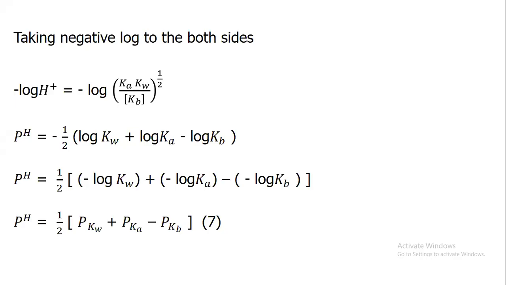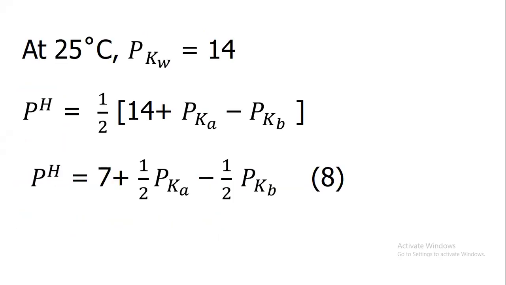Taking log on both sides, minus log [H+] is pH, equal to minus log root over Kw Ka over Kb, and solving we get pH equal to minus half log Kw plus log Ka minus log Kb. Again solving, half of minus log Kw plus minus log Ka minus minus log Kb. So we get pH equal to half pKw plus pKa minus pKb. Equation 7. At 25 degrees Celsius, pKw equal to 14. So pH equal to 7 plus half pKa minus half pKb. Equation 8.